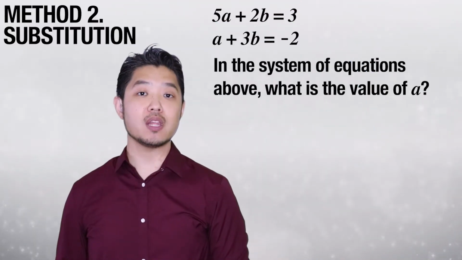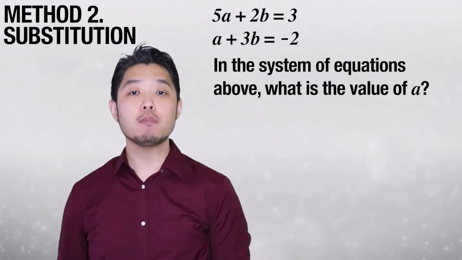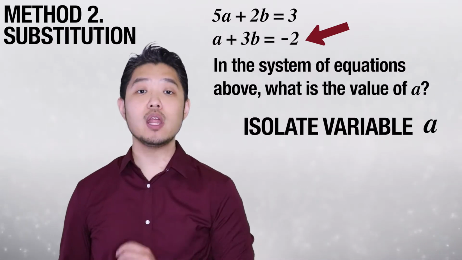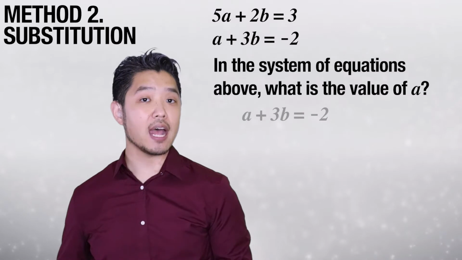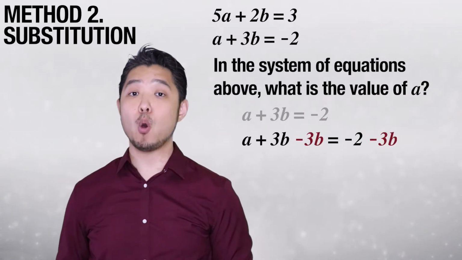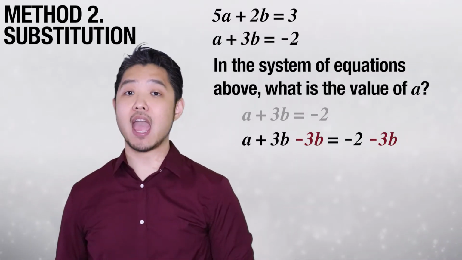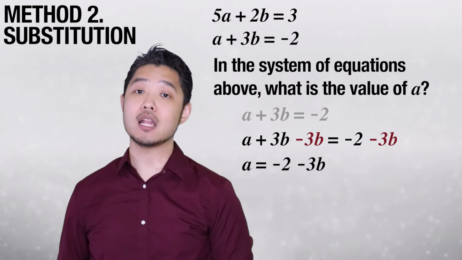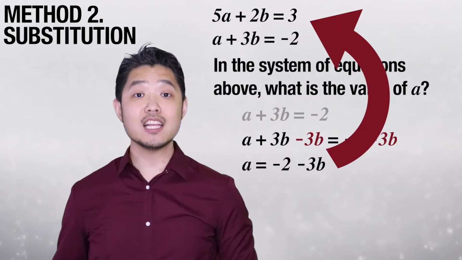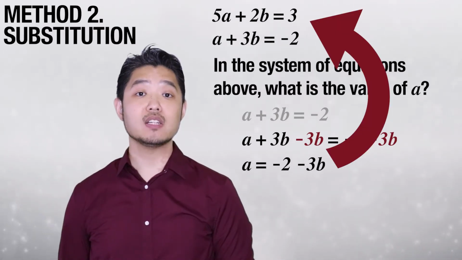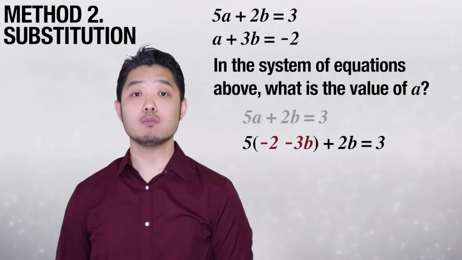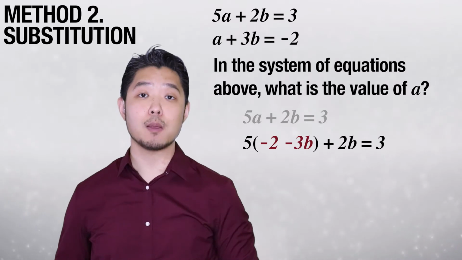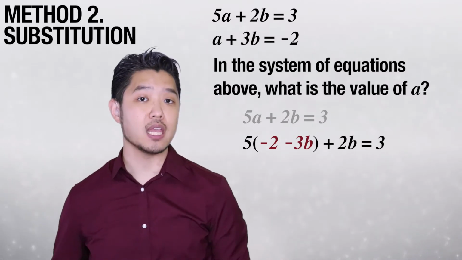The second method is substitution. From the second equation, isolate the variable a on the left side. To do that, subtract 3b from both sides. Then we have a equals minus 2 minus 3b. Now plug in this value of a into the first equation. After plugging in, we have 5 times bracket minus 2 minus 3b bracket plus 2b equals 3.